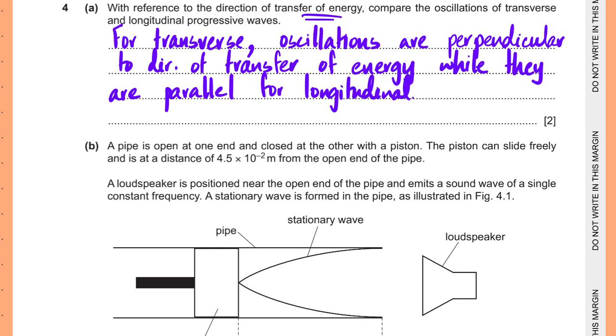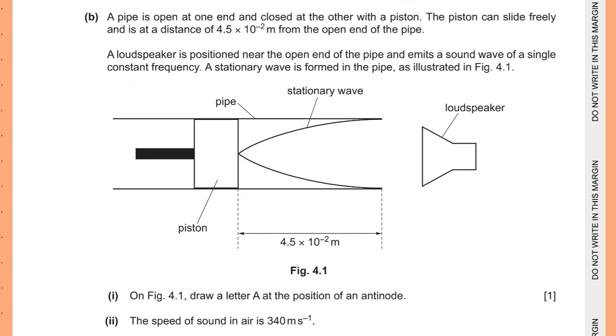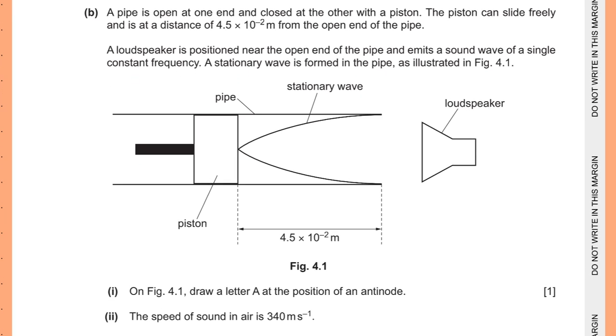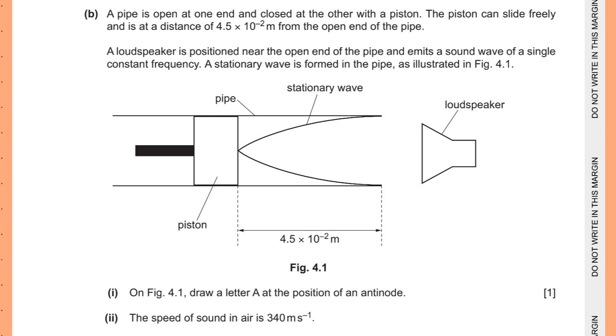So that's the first part. Part B, an open pipe. A pipe is open at one end and closed at the other end with a piston. Just reading this should trigger you to the idea that this is a question on stationary waves. This is also written here. And furthermore, you should know that this end is a node, this end is an antinode.